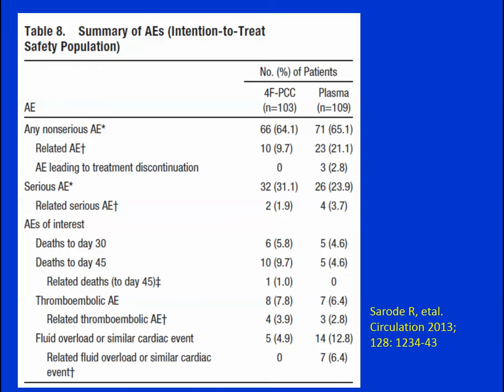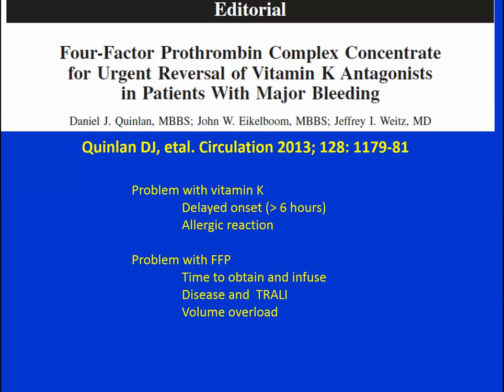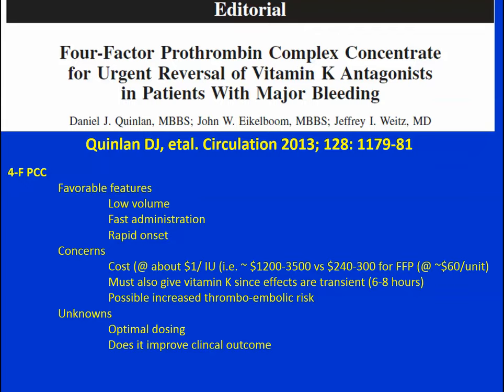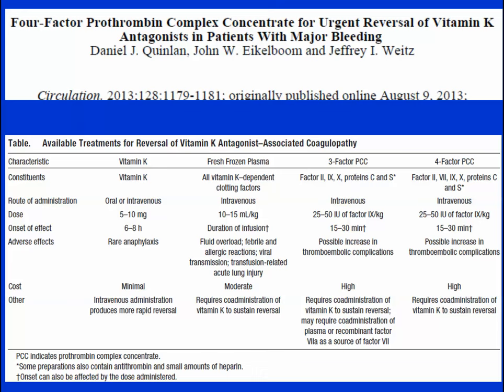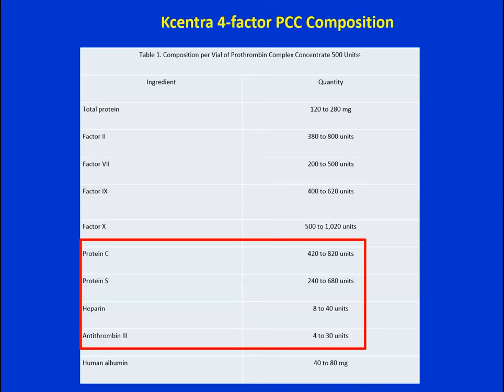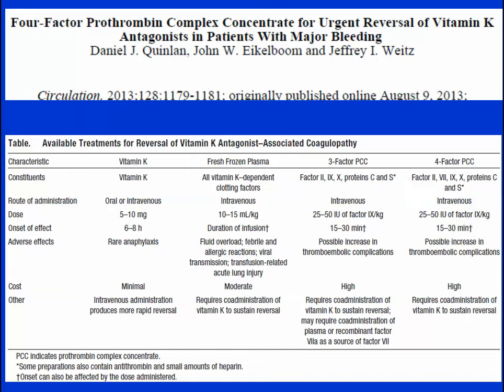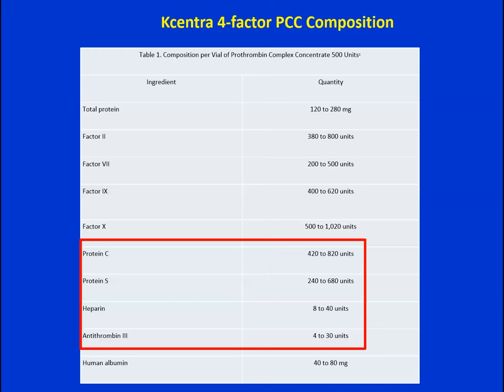And another study published in Circulation by Quinlan and colleagues. This compares the three-factor with the four-factor. The four-factor is more effective and is thought to be safer. This is the four-factor that's available in the United States, and you see that it's unique in that it not only contains factor 7, notice that the three-factor does not contain factor 7, but in addition it has a number of anticoagulant factors, which may explain perhaps a lower risk of thrombotic complications with the use of K-Centra.